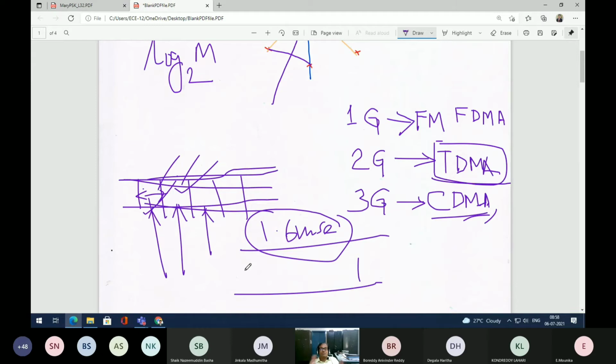That means it is switching time, which will be a very, very small period. It will be allocated like that in the form of time frames. That was used in TDMA.